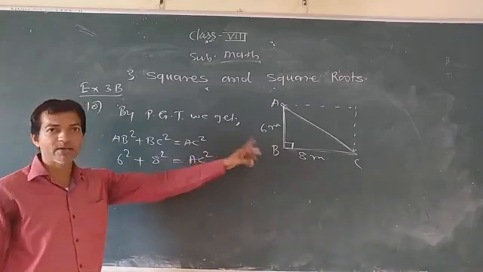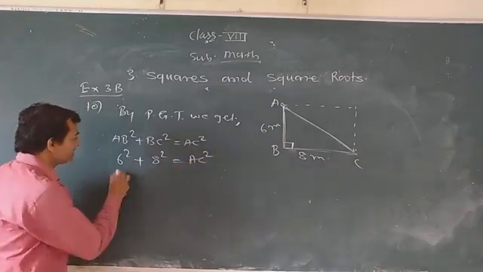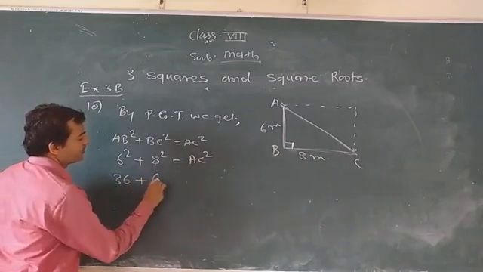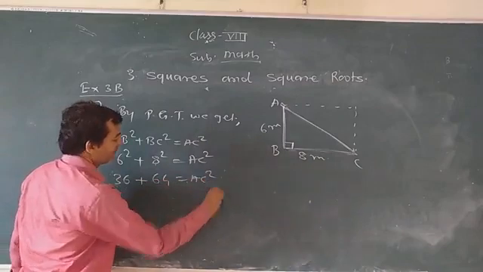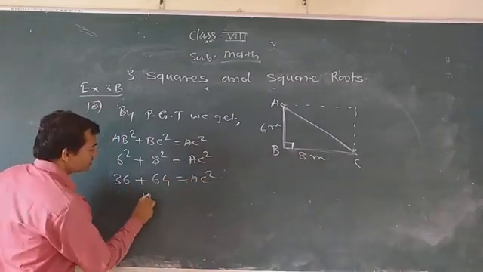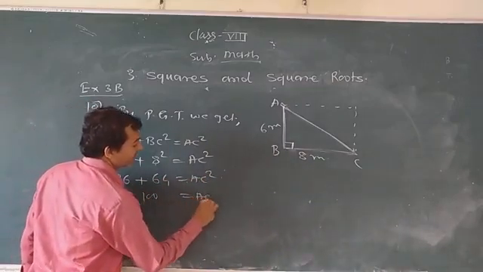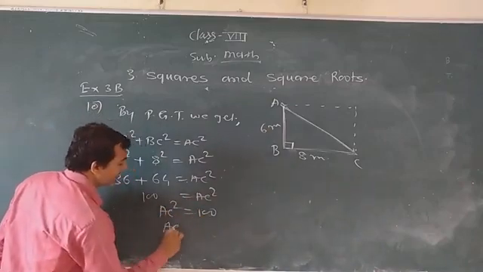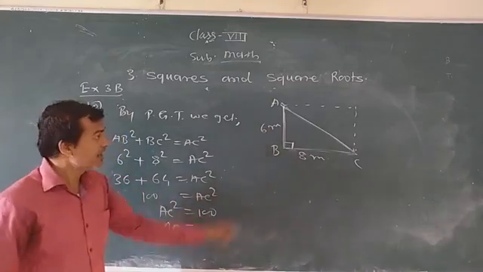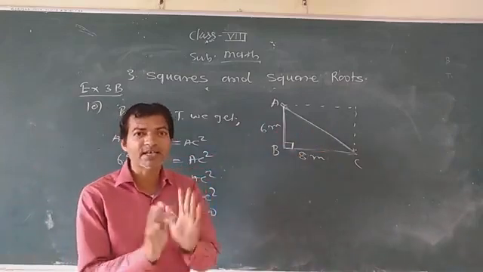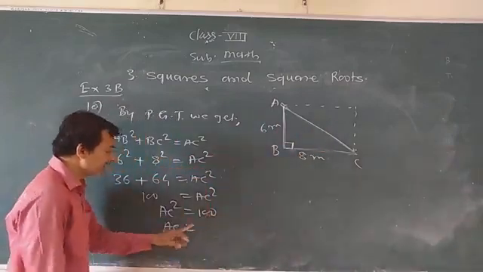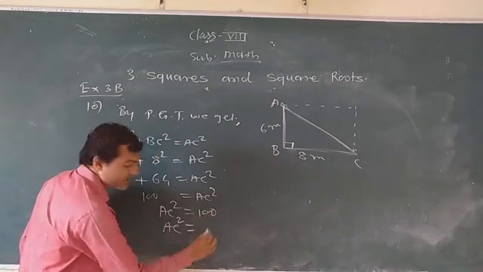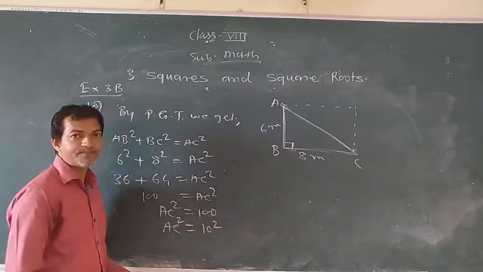What is the length of diagonal? That is the length of diagonal. 6 square means 36 plus 64 equal to AC square. If you add these two numbers, you get 100 equal to AC square. So AC square is equal to 100. So what is AC? You have to find AC, not AC square. This AC square is equal to 100, this is the square number. It is the square of 10.